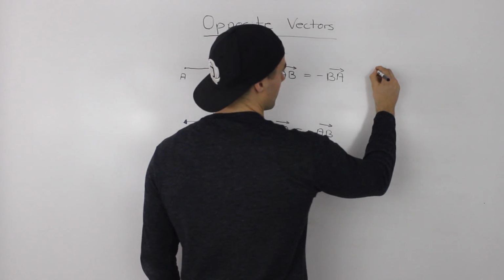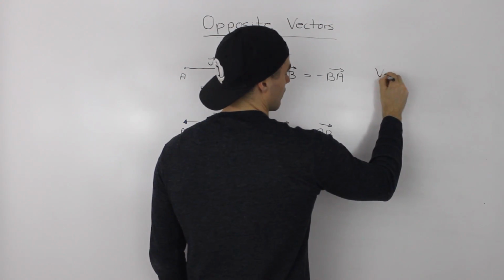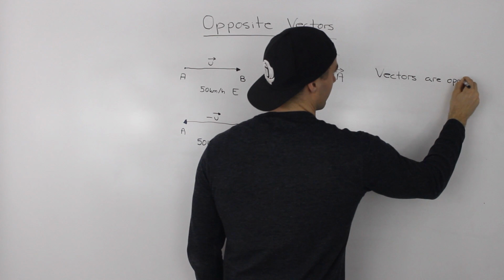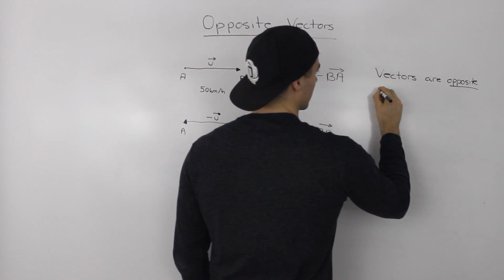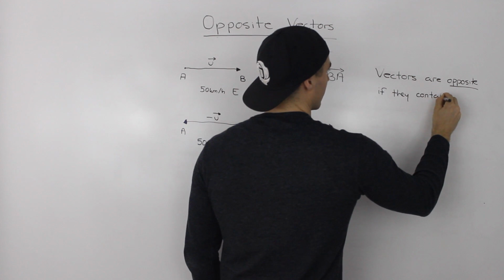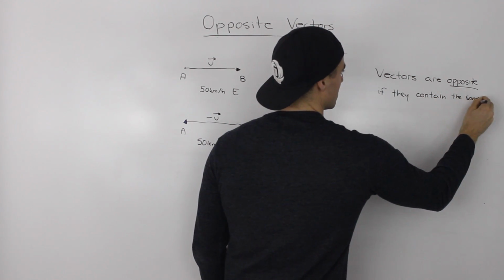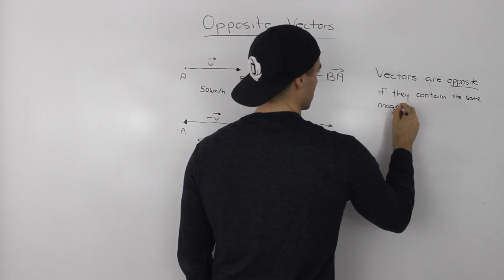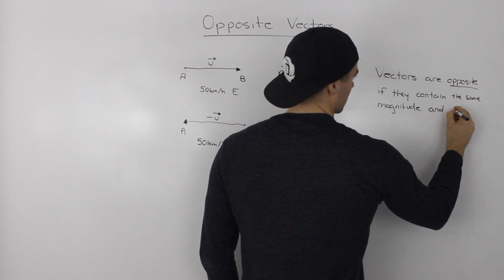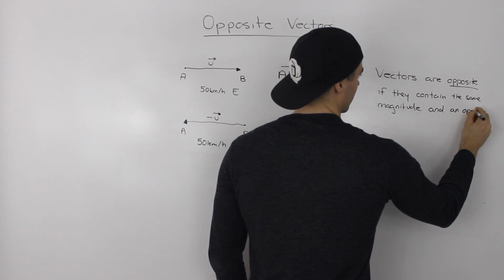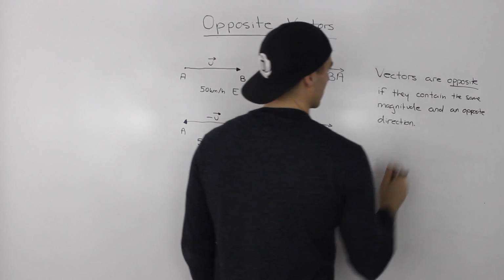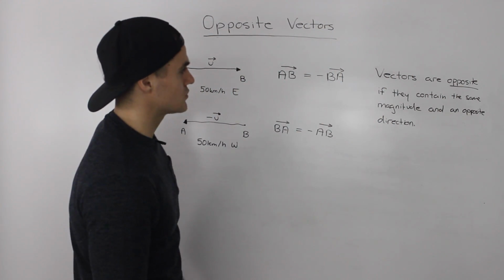So let's make a conclusion here. Vectors are opposite if they contain the same magnitude. Remember, they have to have the same magnitude. And an opposite direction. Okay, so vectors are opposite if they contain the same magnitude and an opposite direction.